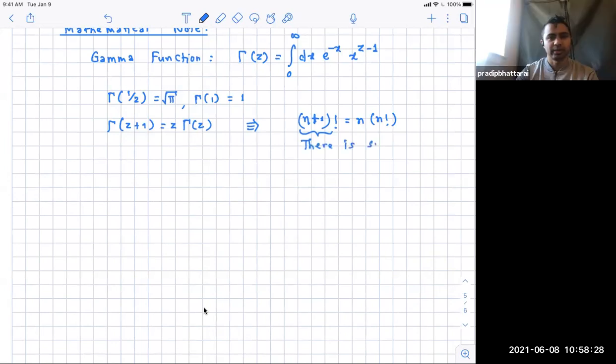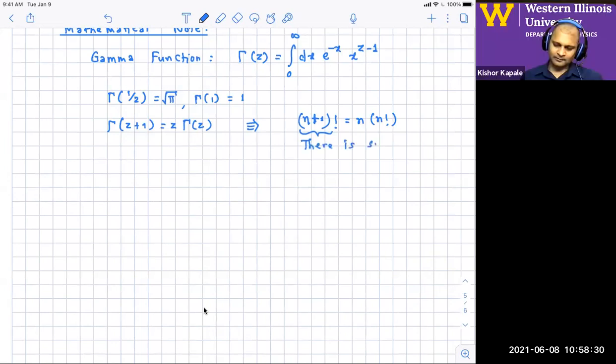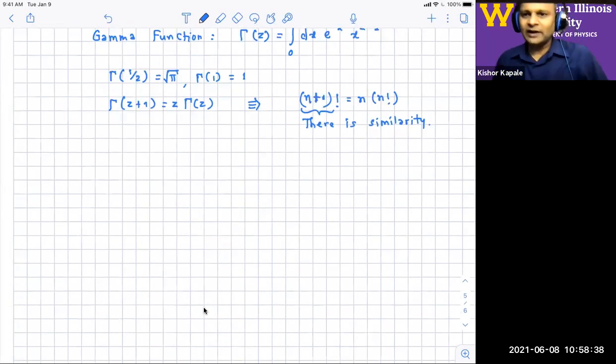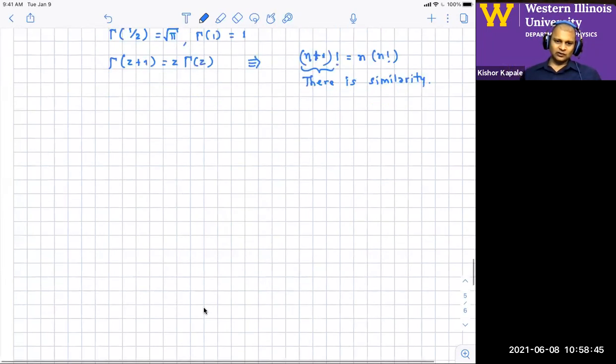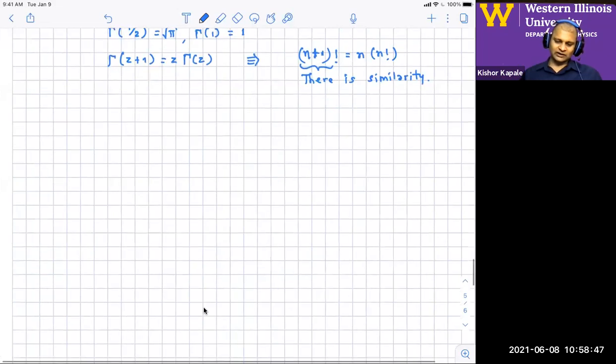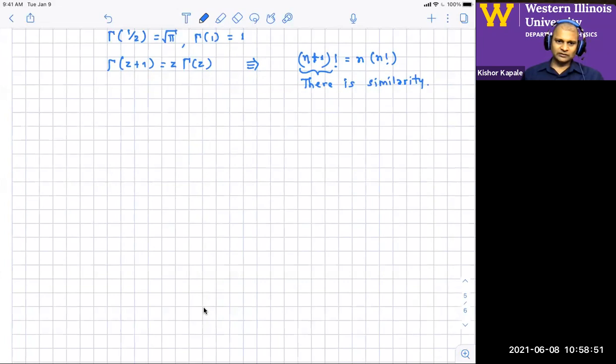It's similar to the factorial function, but you define factorials of only integers. The gamma function is defined for real numbers as well, right? Okay. And we will look at the correspondence of the gamma function with the factorial function later on. We need that as well for most of this.